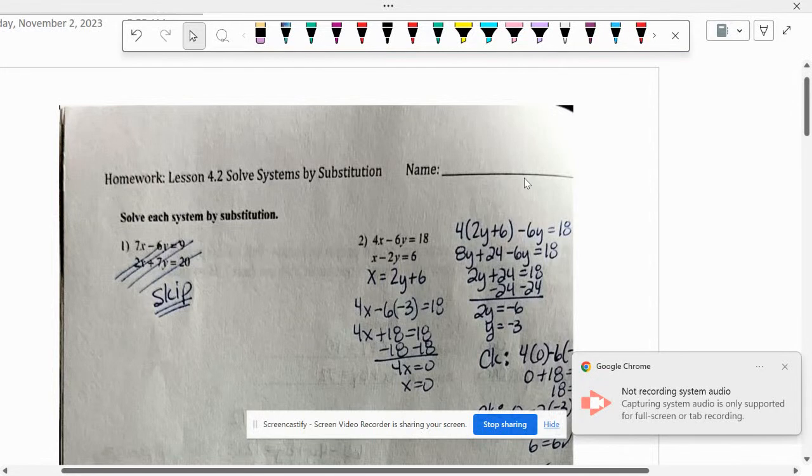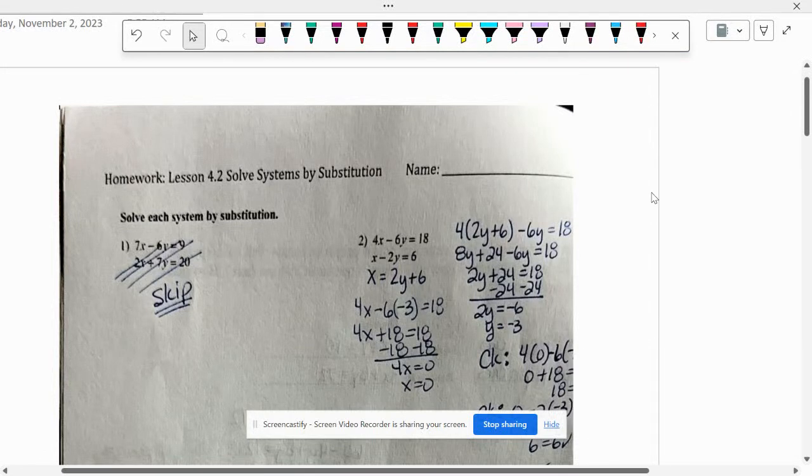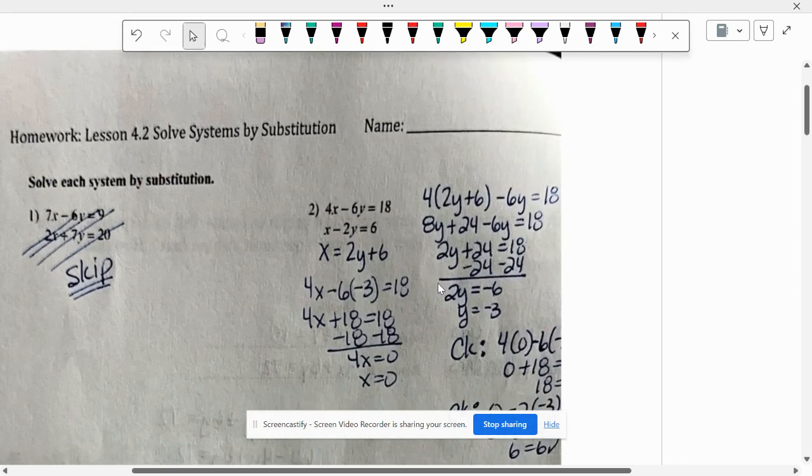All right. Happy Thursday. I wanted to talk to you about lesson 4.2. This is your homework that you did last night, solving systems using substitution. So I asked you all to skip number 1. I'm going to start with number 2.